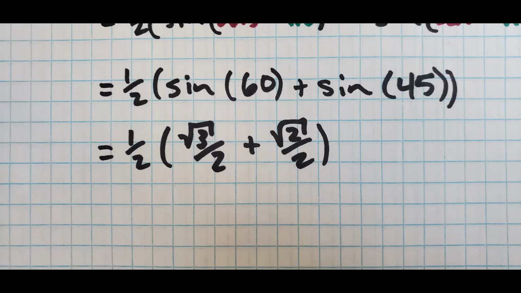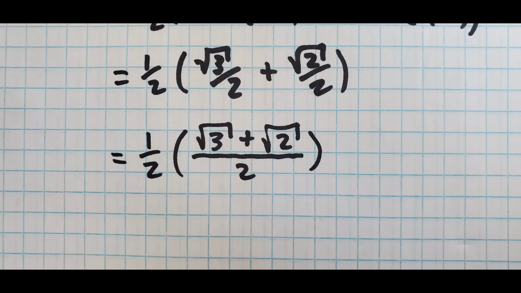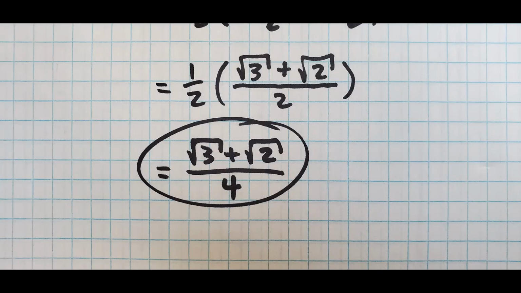and we end up with this, 1/2 of the quantity square root of 3 over 2 plus square root of 2 over 2. Now, those have a common denominator, so you can add those, and you end up with that. So now just multiply that fraction out front times the fraction inside the parentheses, and you end up with this. So pretty straightforward. You're just adding the additional step of using the unit circle, so not really that hard.